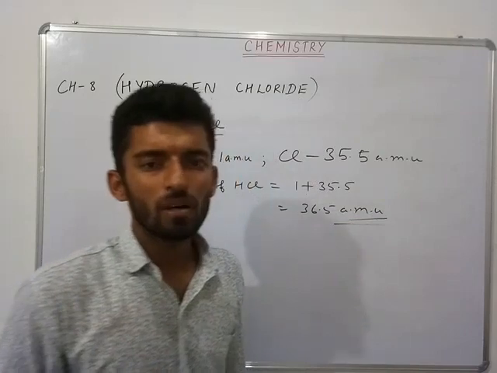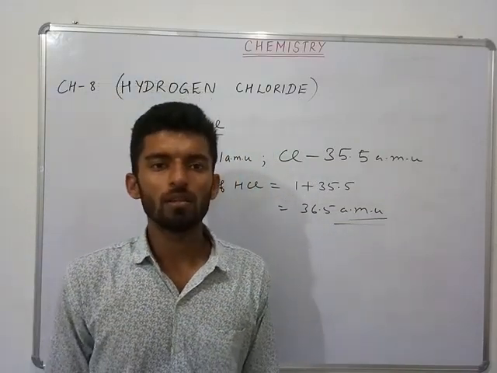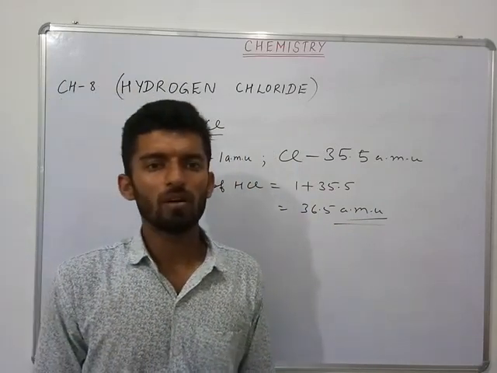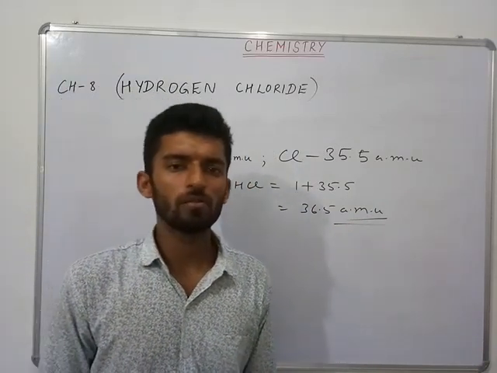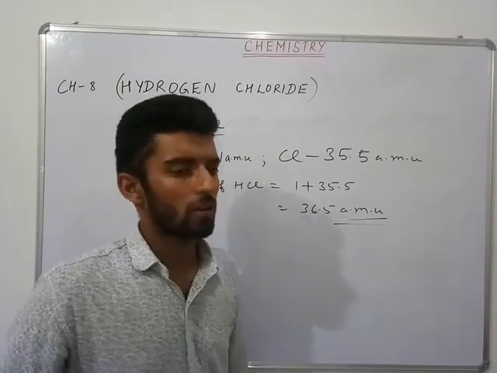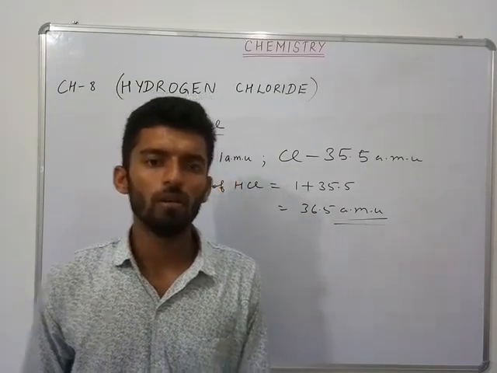How to calculate the mass, you studied in class 9th. It's very simple. Just add the atomic mass of the respective number of atoms of each particular element, and then you will get the combined mass of that particular compound or molecule.